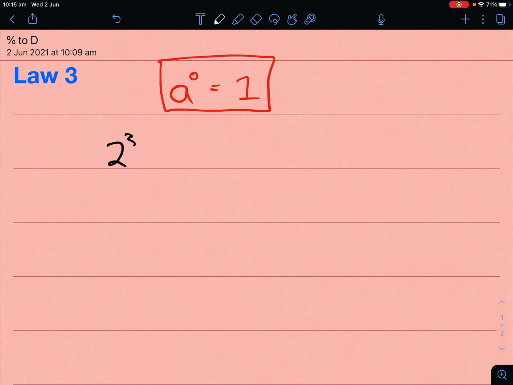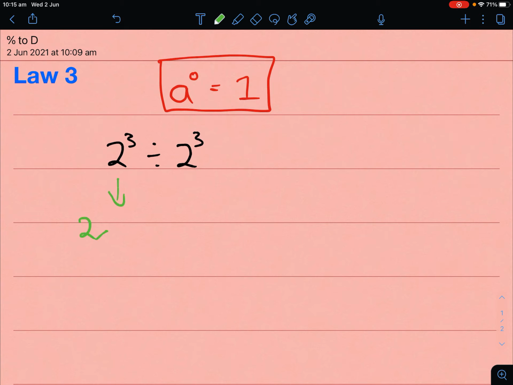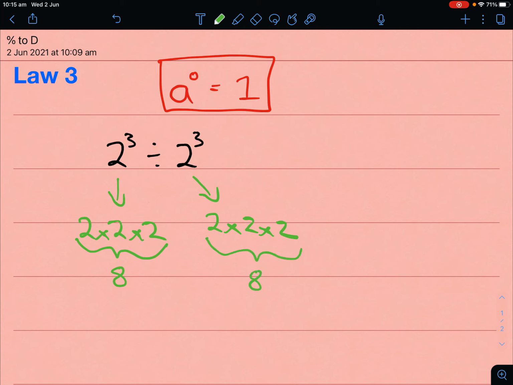If we had 2 to the 3 divided by 2 to the 3, then we can actually work out what 2 to the 3 is. So 2 to the 3 just means 2 times 2 times 2, and so that's the same over here, 2 times 2 times 2. So 2 times 2 is 4, times another 2 is 8, so all of that equals 8. And all of this would also equal 8. So really what we're asking is 8 divided by 8. And we know that any number divided by itself is 1.